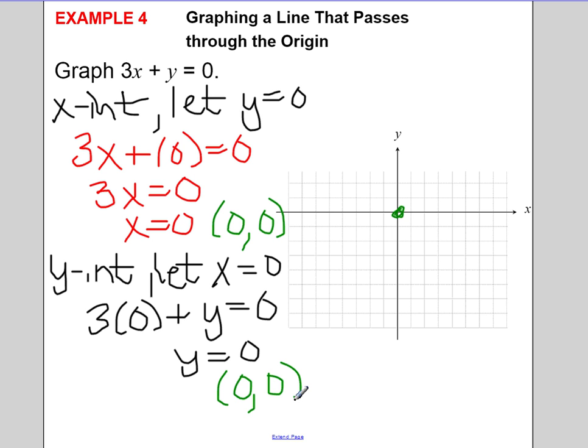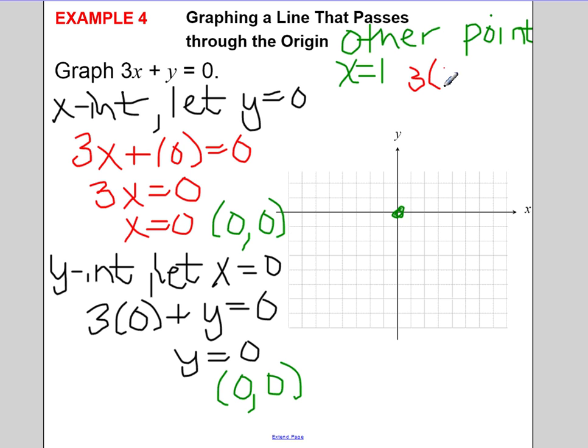Now to graph a line, we need to find at least one other point. So to do that, I'm going to pick another value of x. I'm going to choose x equals 1 and then solve the equation for y.